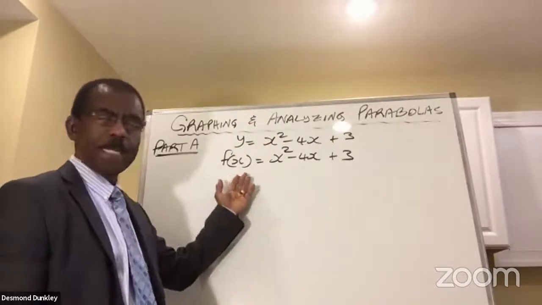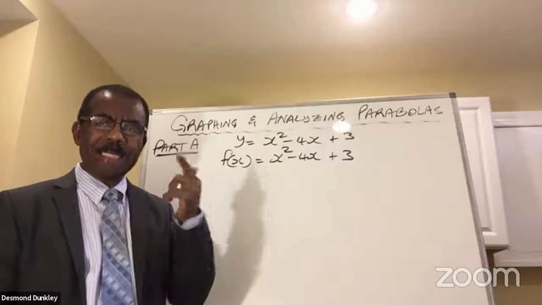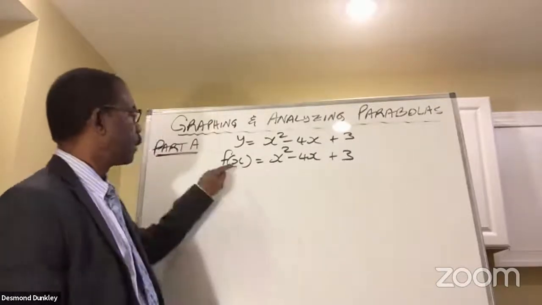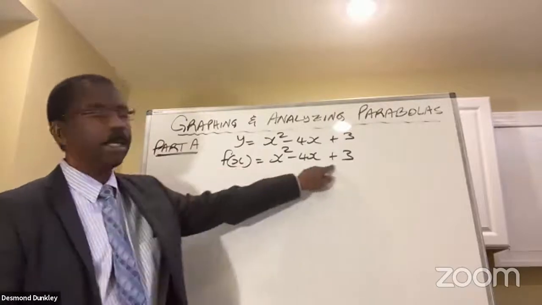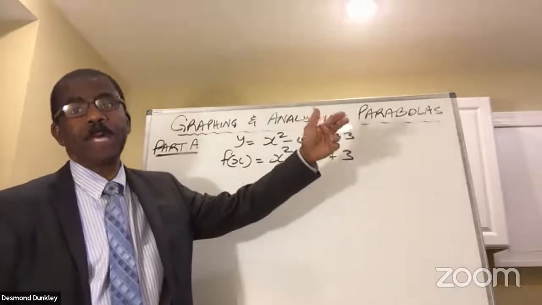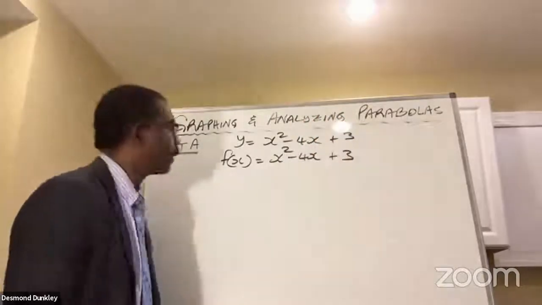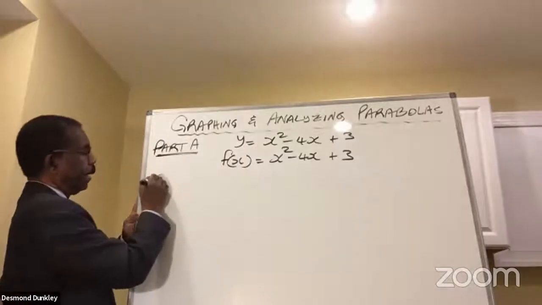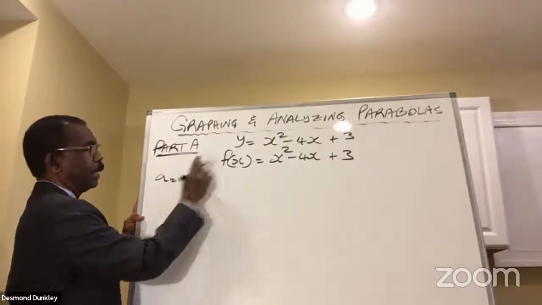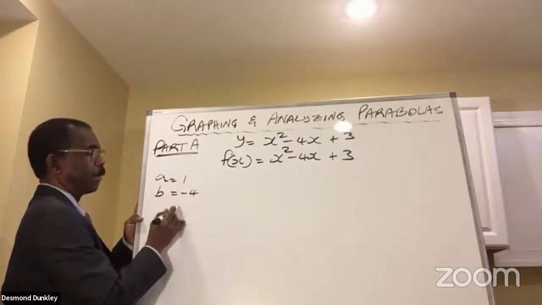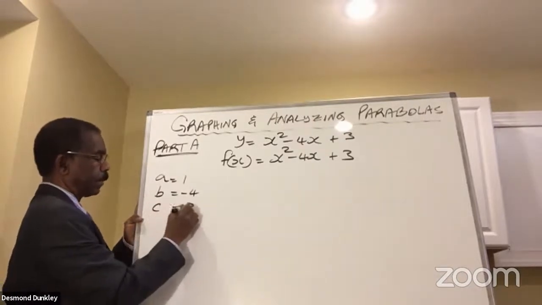But with this format, it makes it easier for you to find the y value for the vertex, because you just plug in the x value that you get from minus b over 2a, and that will give you it. Okay? So in this case, let's look at this. A is equal to 1, B is equal to negative 4, C is equal to 3.